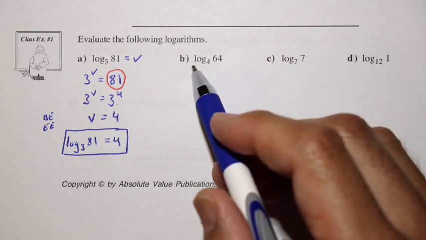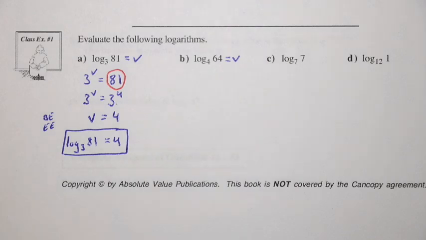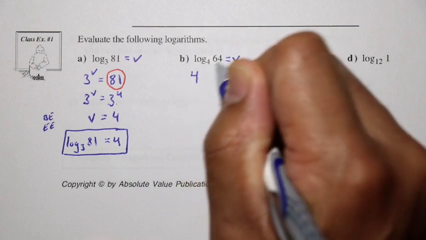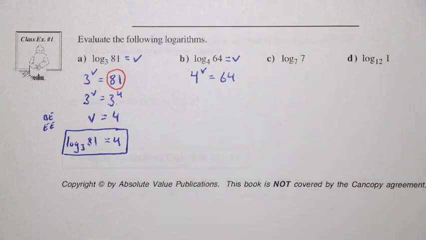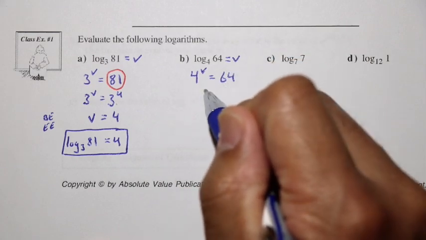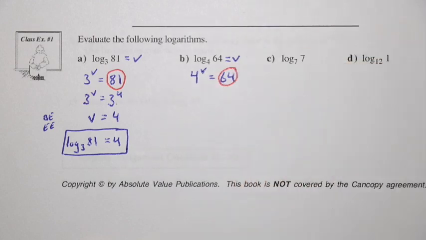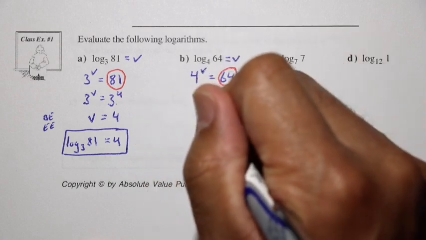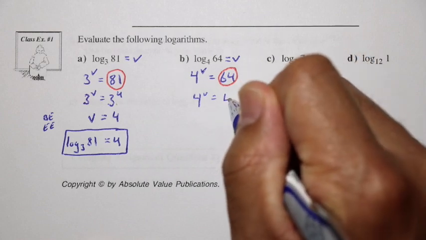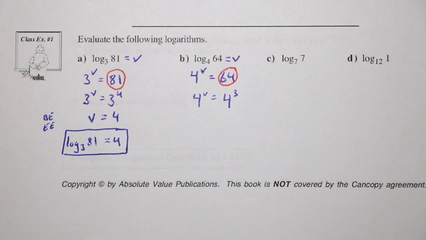Okay, using those same steps, we can try b. Log base 4 of 64, we'll say that it is some unknown value v, and we can now change this into exponential form, so we can say 4 to that exponent v is equal to 64. Well, if that's the case, then let's change this 64 to a power with this same base, 4. So 4 to the v. And 4 squared is 16, so 4 cubed is 64.